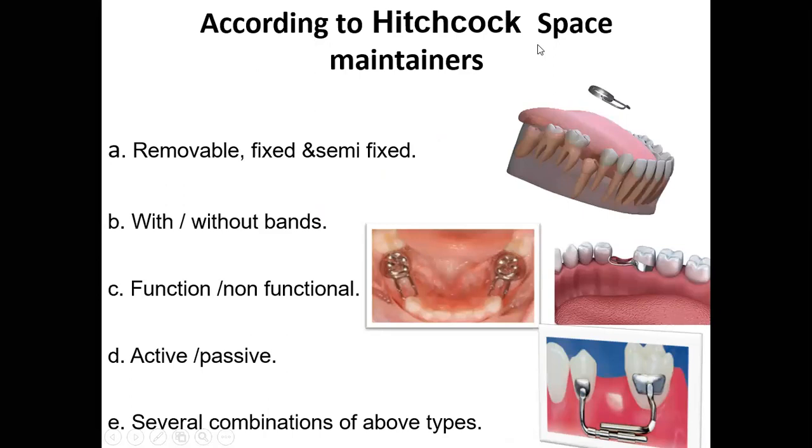Now, according to Hitchcock, space maintainers are classified as removable, fixed, and semi-fixed space maintainers. There again, the banded type of space maintainer, without band space maintainers. Can you see here again the pontic type of space maintainer is there. Here only a banded type of space maintainer is given, and they do have a bonded type of space maintainer. None of the teeth is given any band, but there are bonded type of space maintainers.